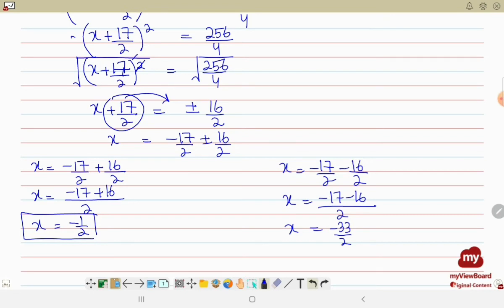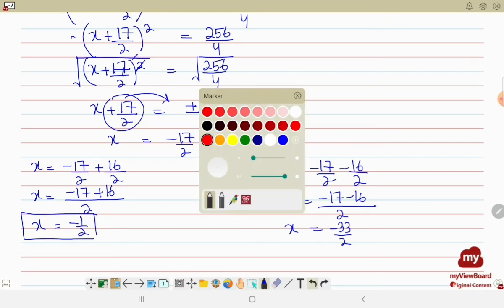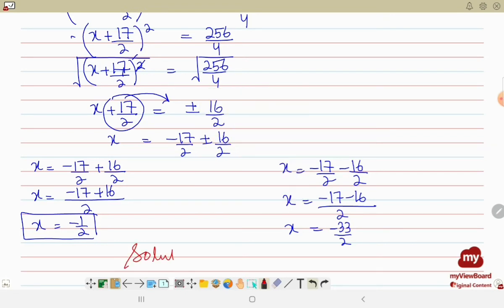At the end we have to write down the solution set too. Let's write down the solution set. Solution set will be minus 1 by 2 comma minus 33 by 2, bracket close. I hope you understand each step of working.